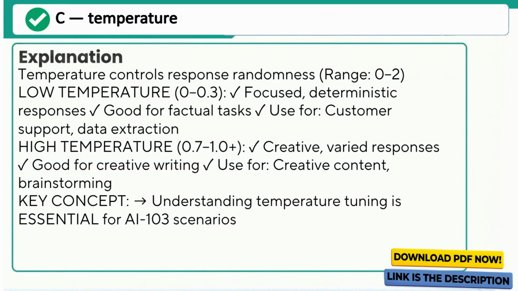Range 0 to 2. Low temperature, around 0.3, gives focused, deterministic responses, good for factual tasks. Use it for customer support and data extraction. High temperature, 0.7 to 1.0 and above, gives creative, varied responses, good for creative writing. Use it for creative content and brainstorming. Key concept: understanding temperature tuning is essential for AI-103 scenarios.